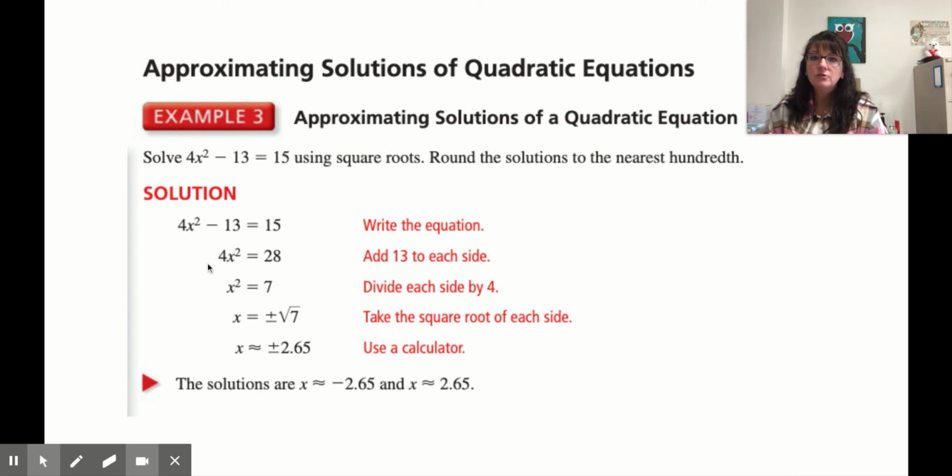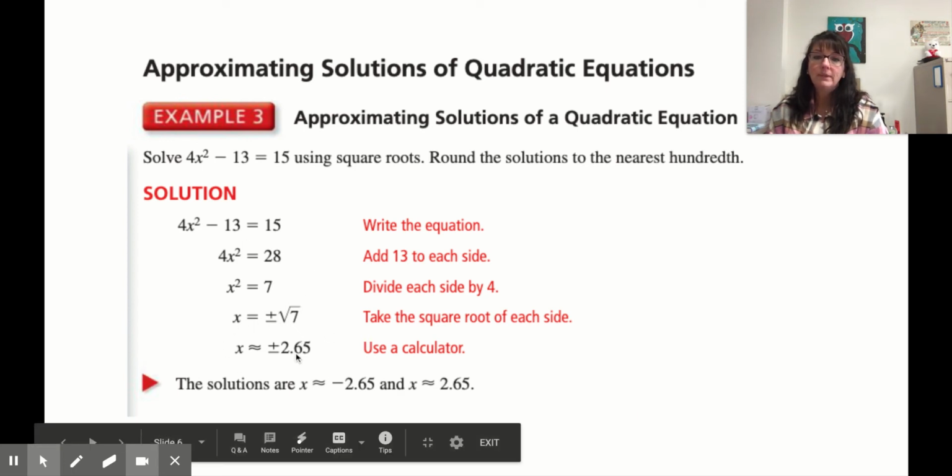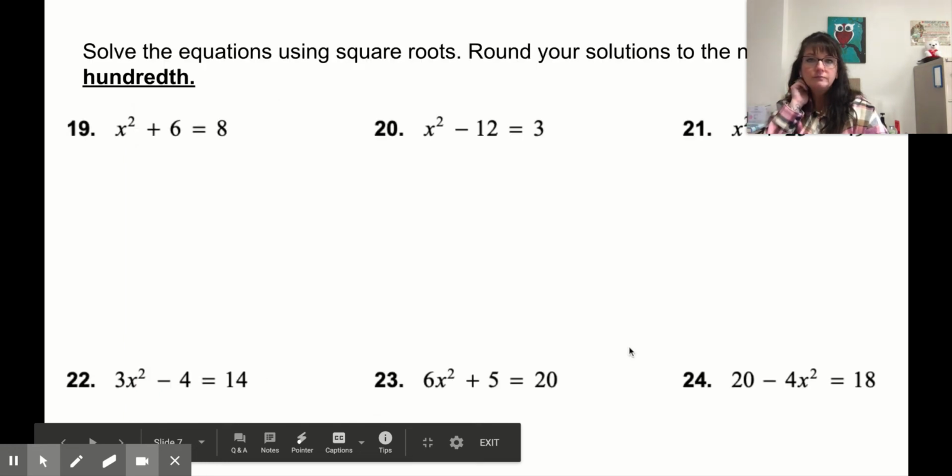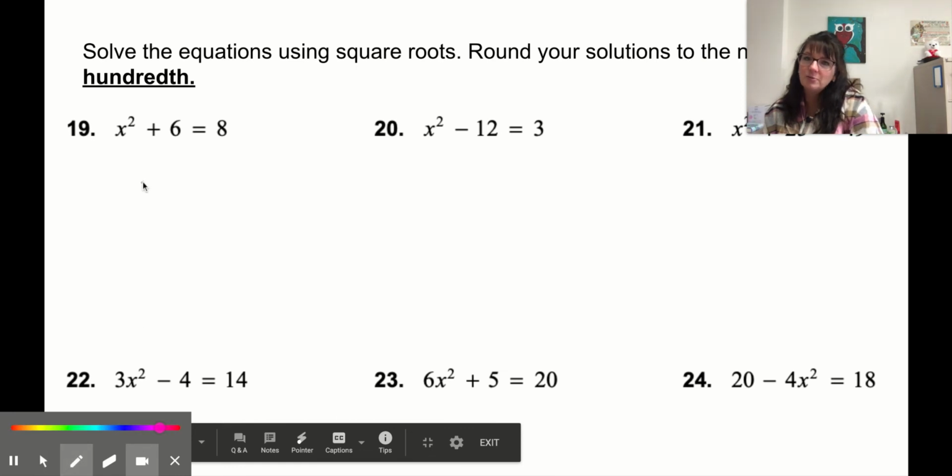So you're still isolating x squared, and when we have plus or minus the square root of 7, even though it's an irrational number, it's still a real solution. It's still a real number. Therefore, we can approximate it. So that's what we're going to be doing. So close, but so far.